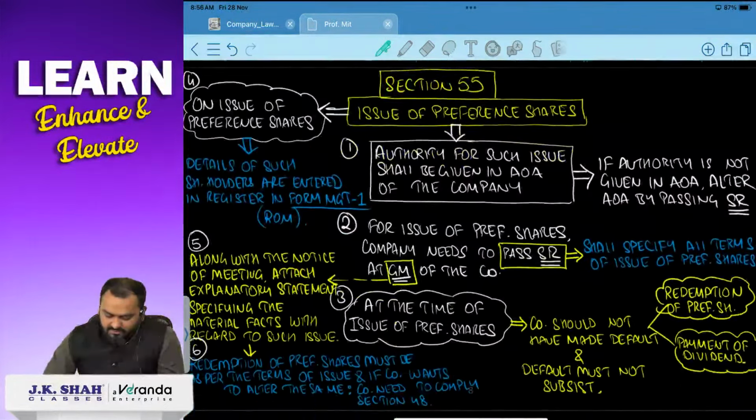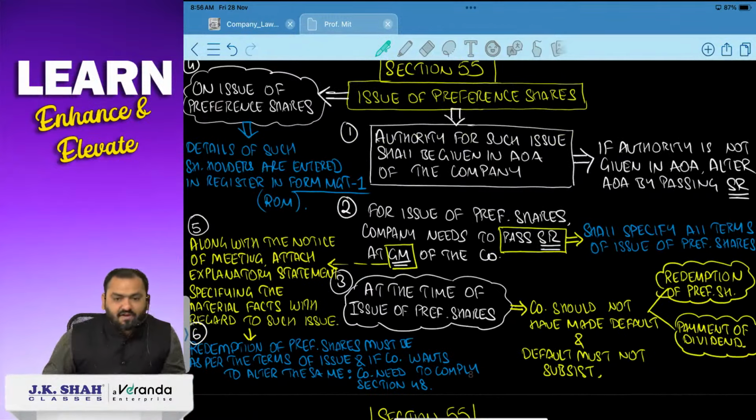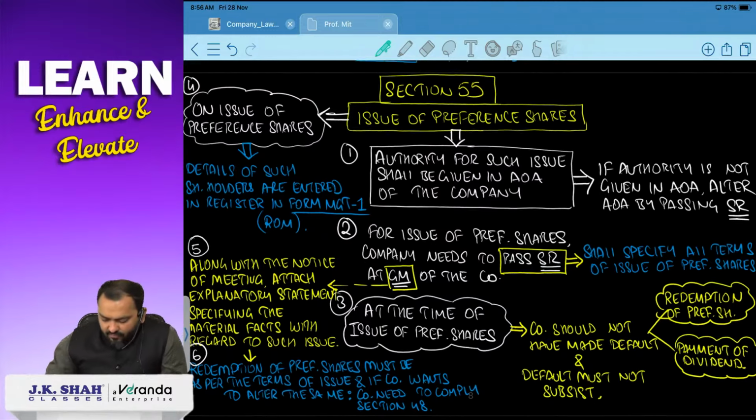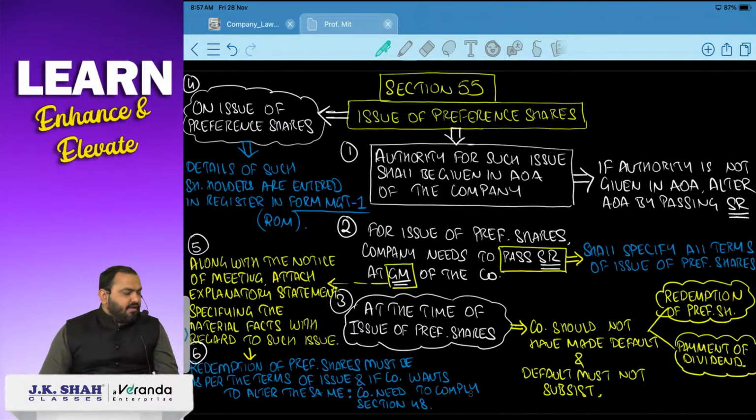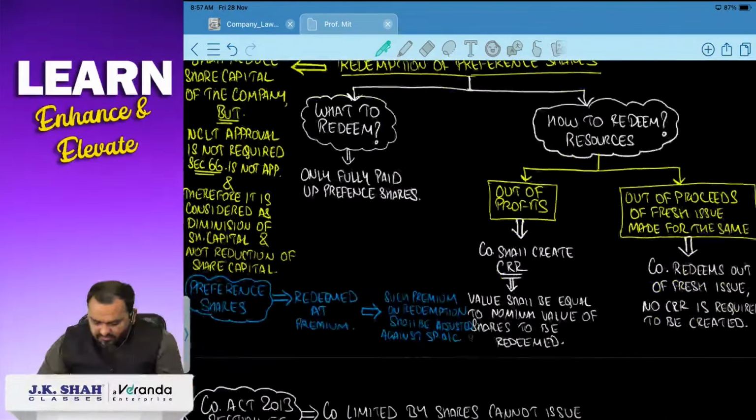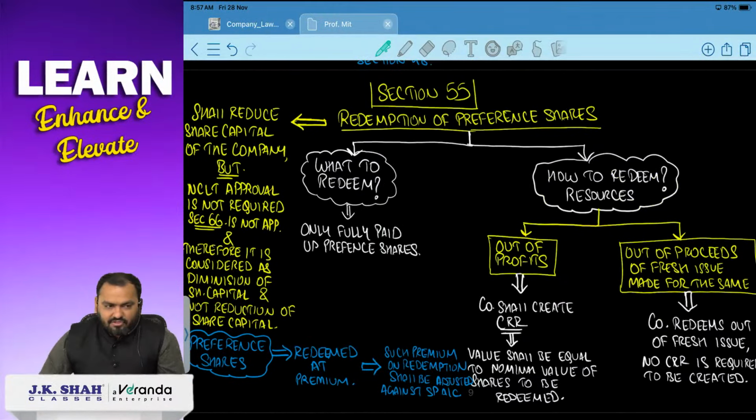Come on, what's next? Now we are coming to 55. 54 we will be doing sweat equity shares, but we are just following the sequence as per my notes. Come on, let's go. What's next? Now we are going to talk about issue of preference shares and then redemption of preference shares. In your ICSI module, they have given both of the topics combined, issue as well as redemption. So what I'm going to do is first we will talk about issue of preference shares and then we'll talk about redemption of preference shares.